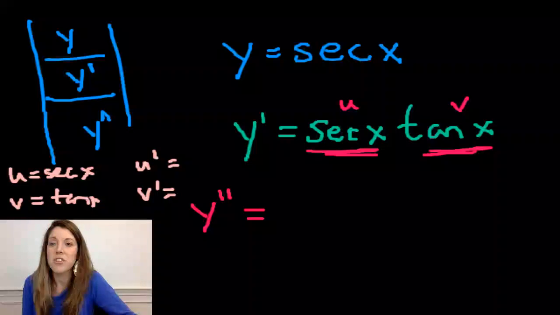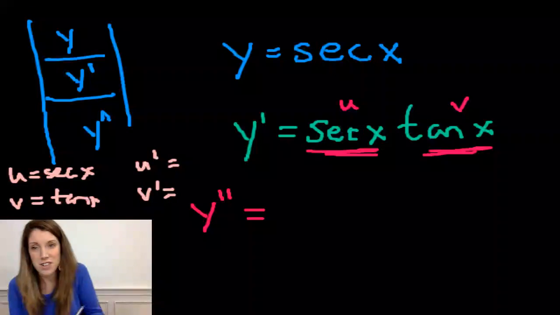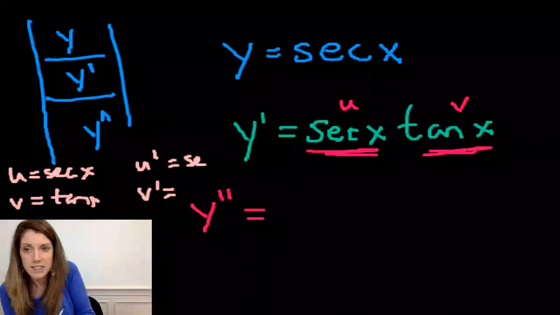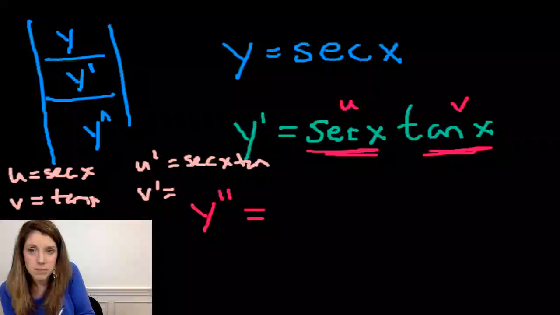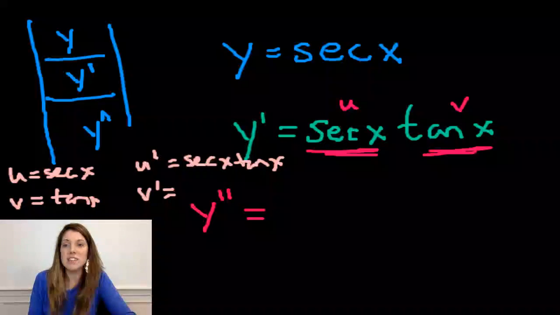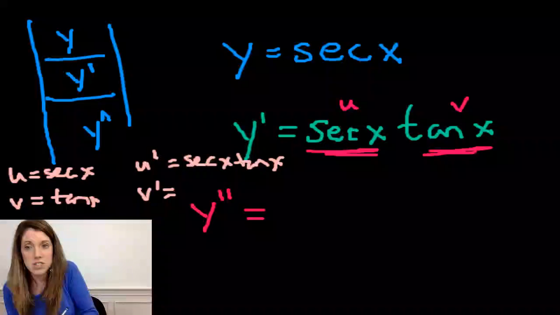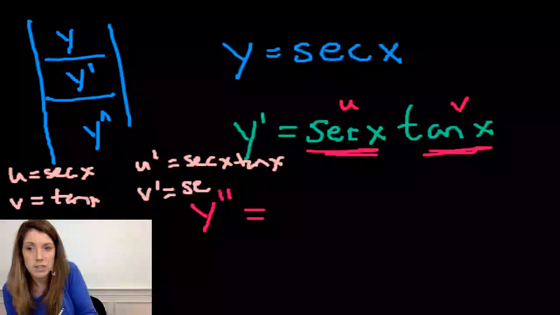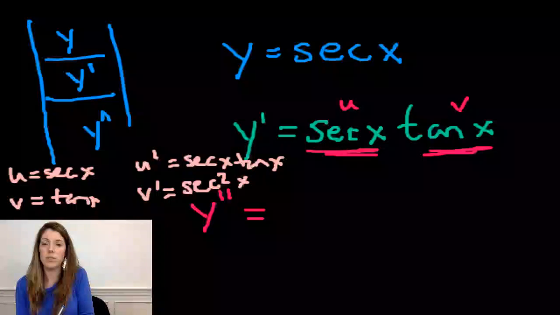Again, we already know that the derivative of secant of x is secant x tangent of x, so we'll just repeat that. And we also know that v prime, the derivative of tangent, is secant squared of x. And again, I'm just taking that from the formulas.